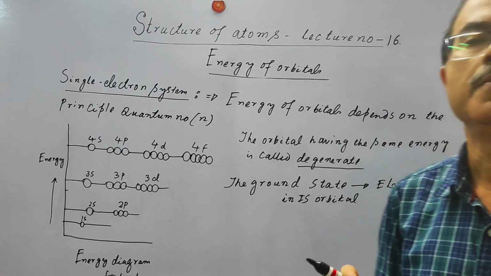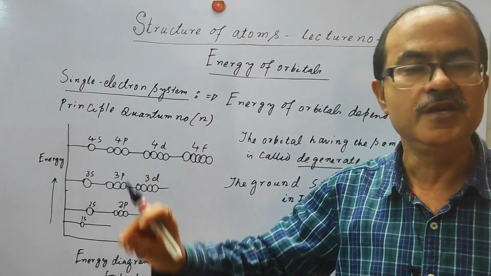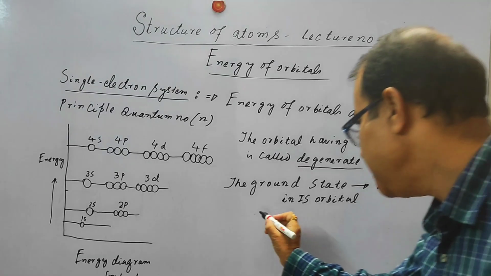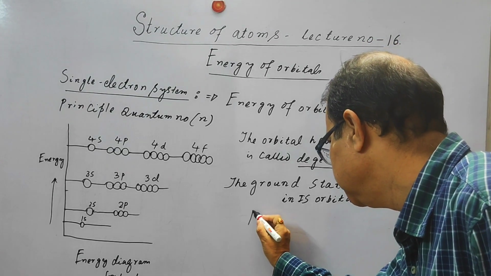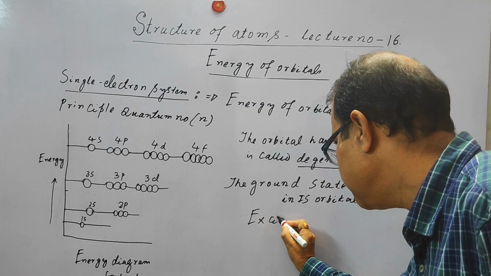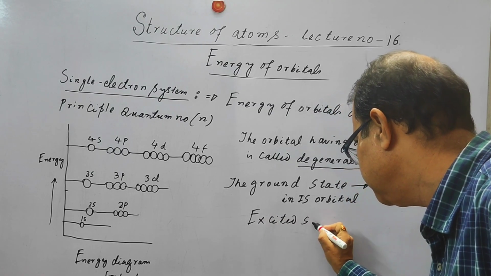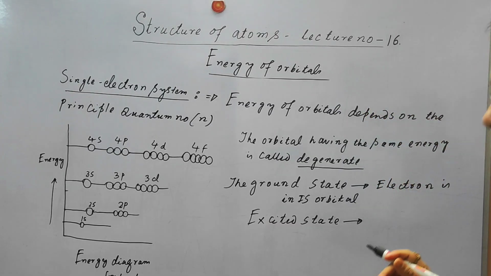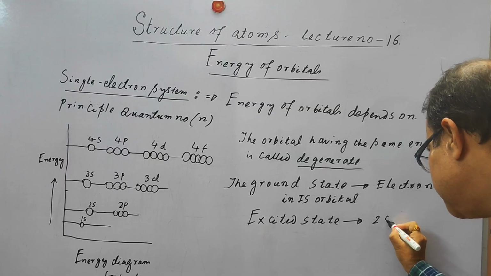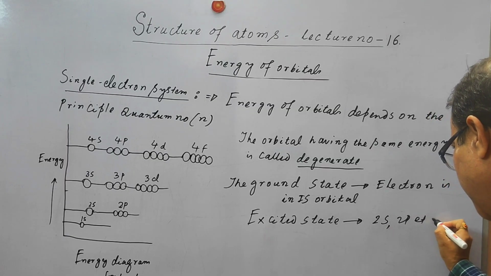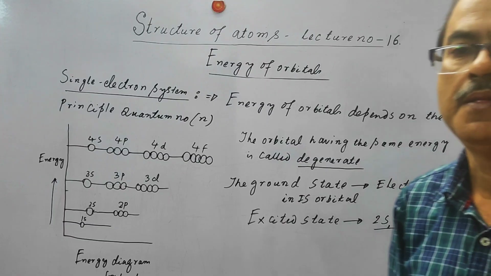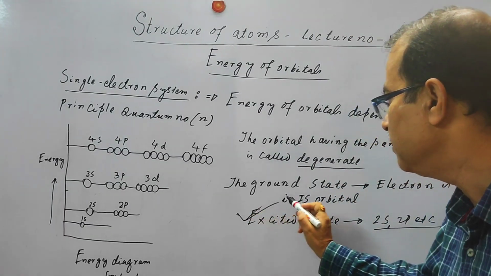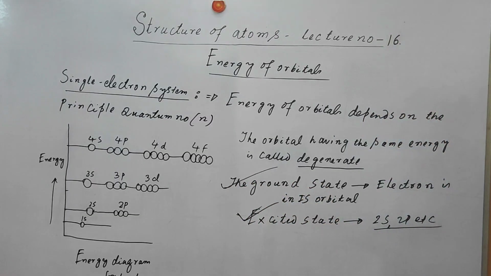And when the electron is in the 2s, 2p, 3s, 3p, all these orbitals, we say it is in the excited state. Excited state is when the electron is in the 2s orbital, 2p orbital, etc., higher, not in the 1s orbital. So two things that you need to understand: this is the ground state and another is the excited state.